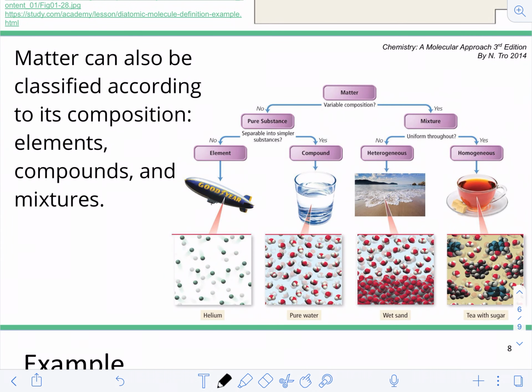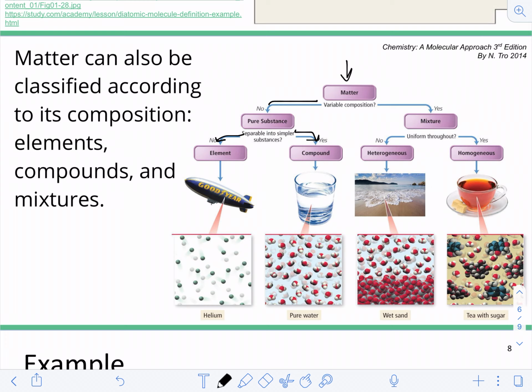All right, so here we have a nice little chart to help you classify matter according to its composition. And we can describe it again as either an element, compound, or a mixture. So first step, does it have a variable composition? If the composition is not variable, then we have a pure substance. Can we separate it into simpler substances? If not, then we have an element. And if we can separate it into simpler substances, then we have a compound.